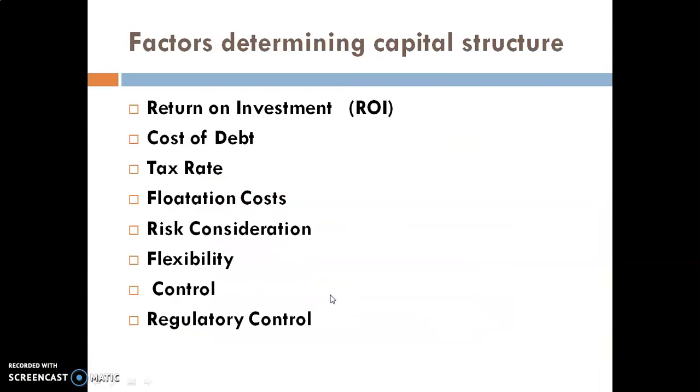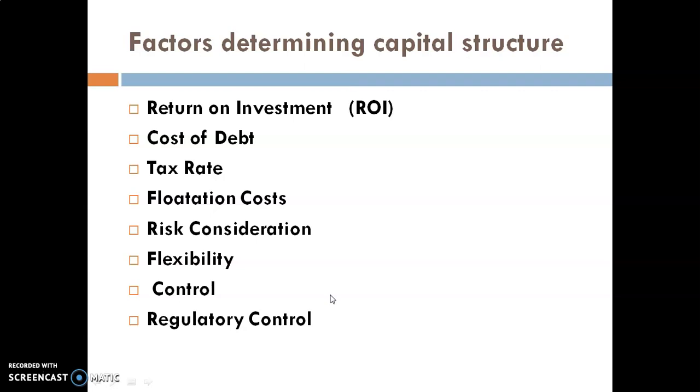Now let's have a look at what are the factors which affect the capital structure. These are the factors we'll discuss one by one. The first point is return on investment. Now what is return on investment? The investment that we do, we get some benefits from that investment, yes or no? That benefit, or the profit we get, is called return on investment. So if the return on investment is higher compared to the rate of interest on debt, that is on loan, then we must choose loan, that is debt.